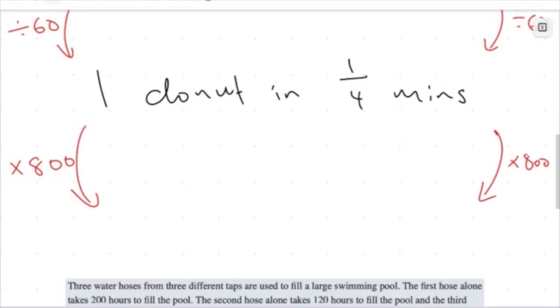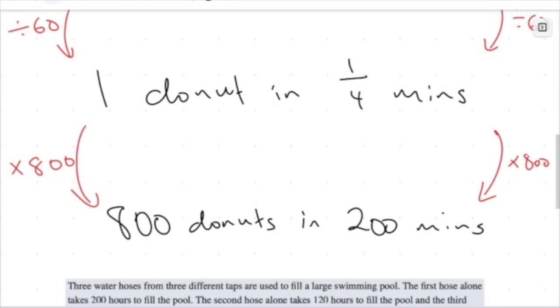So I have one donut per a quarter of a minute. Now I want to find, well, how long will it take me to make 800? So I'm going to be multiplying by 800, and what I end up getting is 800 donuts in 200 minutes.